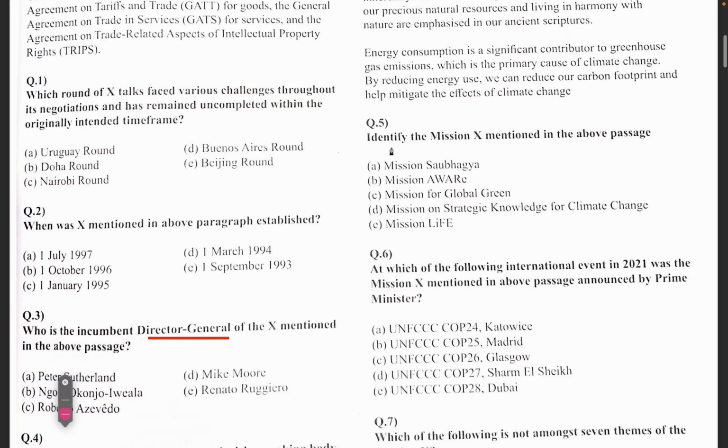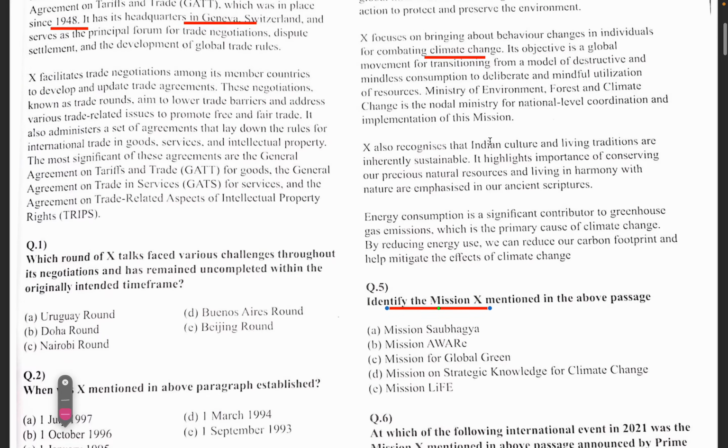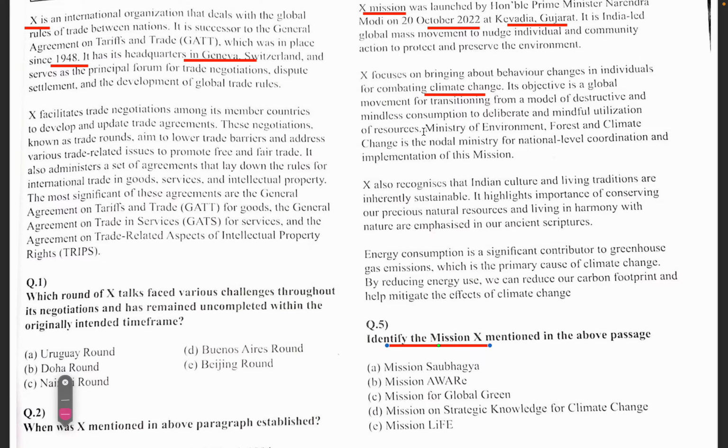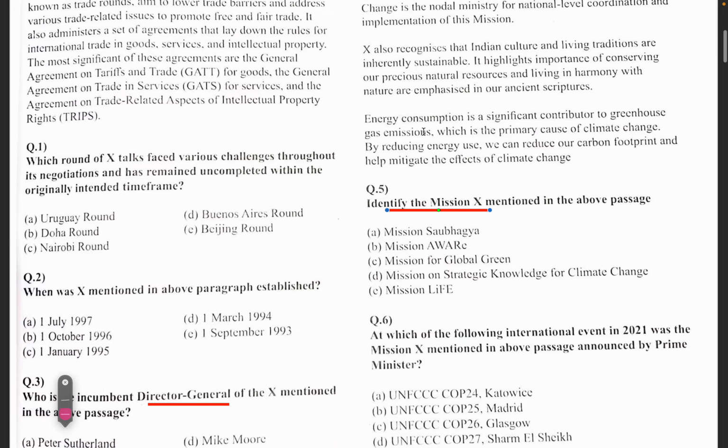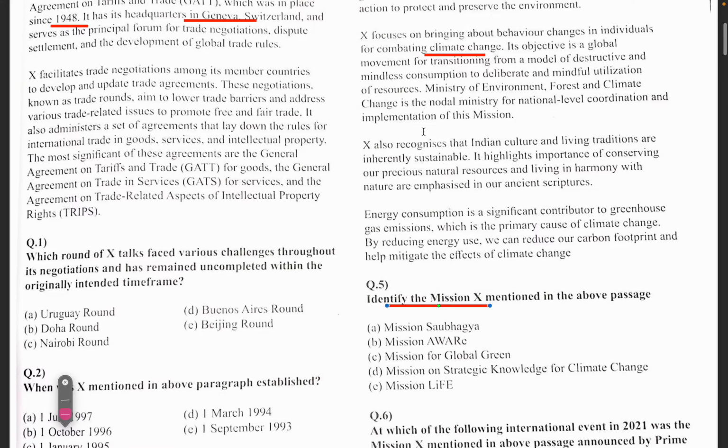Here again they are asking to identify the mission X. So I think it's now very, very important to read every scheme and every mission in a very detailed way so that we don't get confused. The Ministry of Environment, Forest and Climate Change might have so many similar schemes, so we will get confused. But here, when I read it, even Mission LiFE is important for this year as well.